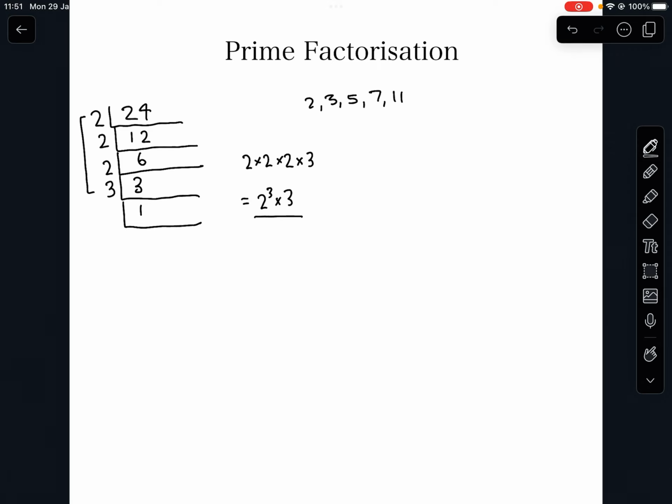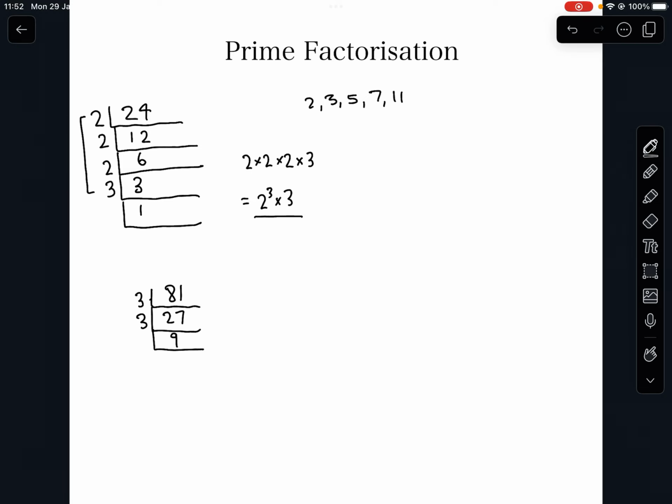Prime factorize the number 81. Is 81 divisible by 2? No, it's not. Is 81 divisible by 3? It is. So let's write a 3 here. And what is 81 divided by 3? It's going to be 27, sorry. So 27 is not divisible by 2. Is it divisible by 3? Yes, it is. So what's 27 divided by 3? It's going to be 9.